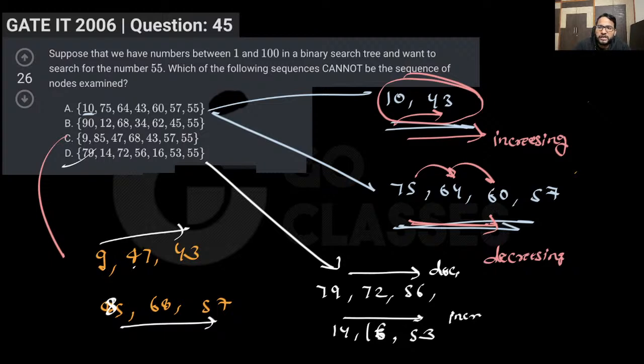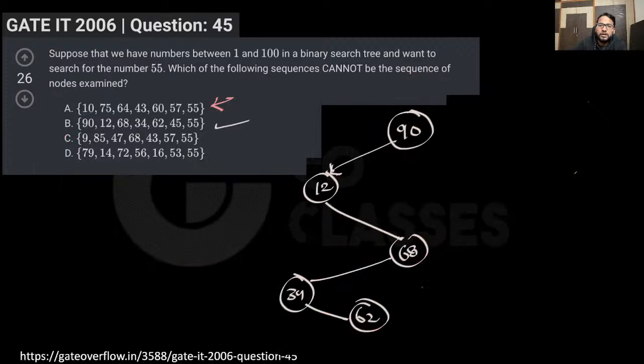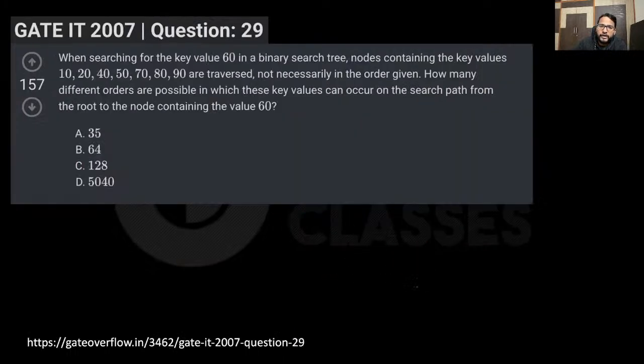Let me know if you have understood this clearly. Right? Okay, cool. So I hope you understood, right?